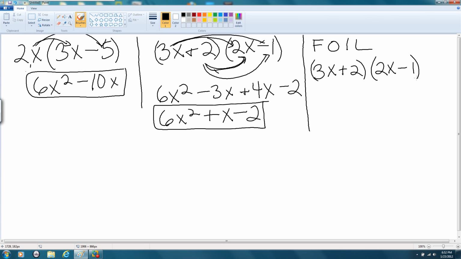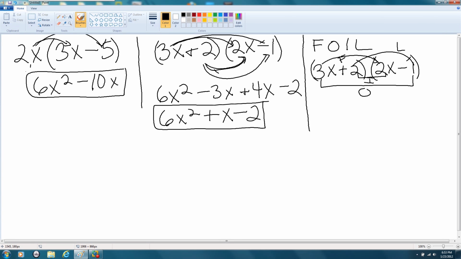The FOIL part means this. This is the first, so I'm going to put a little F there. This one is the last terms, so I'm going to put an L there. And then this is the outer, so I'm going to put O there. And this is the inner, and so I put I there. So there's the FOIL. So I'm going to do that in order now.